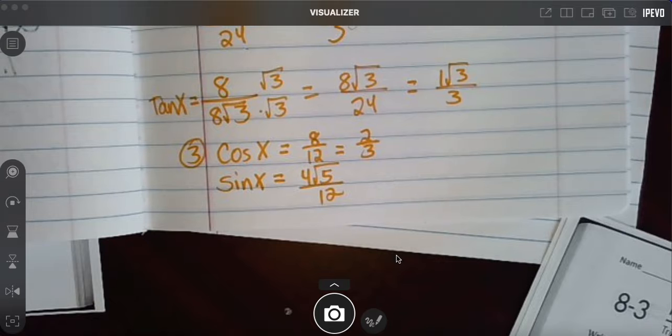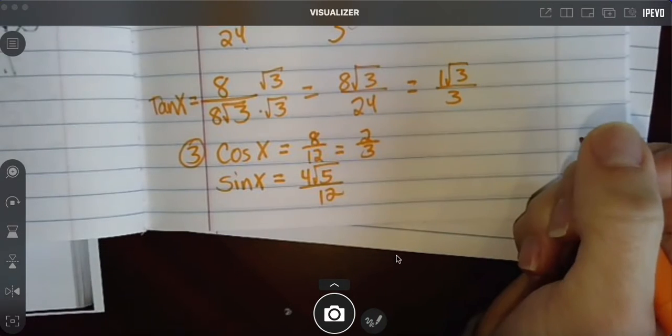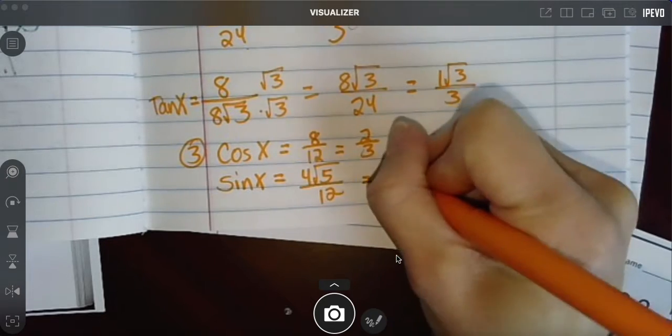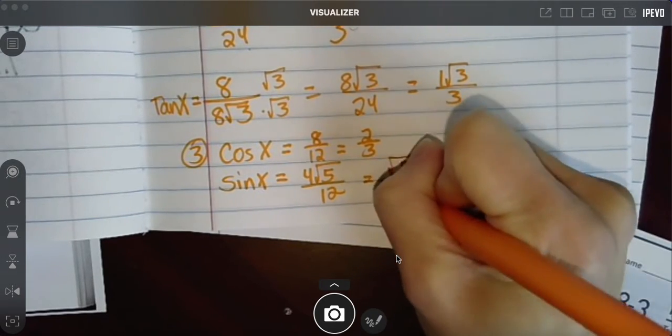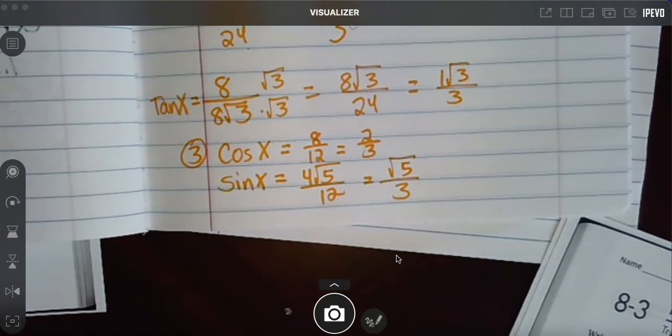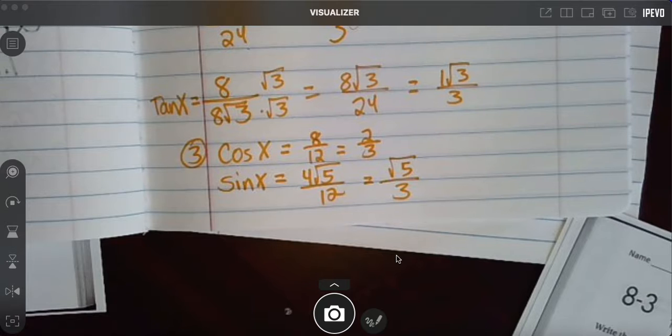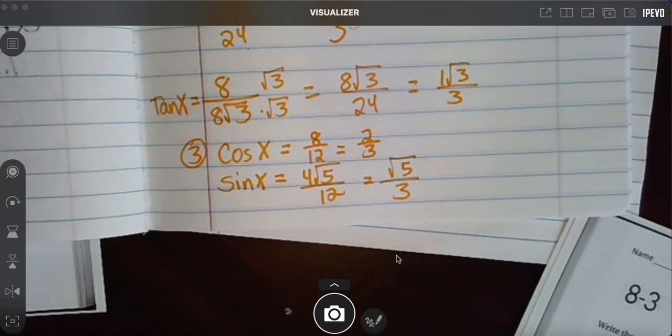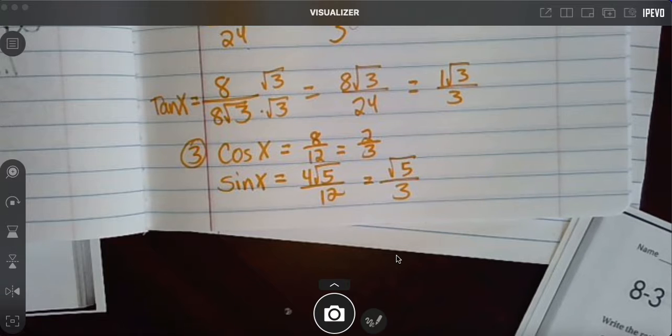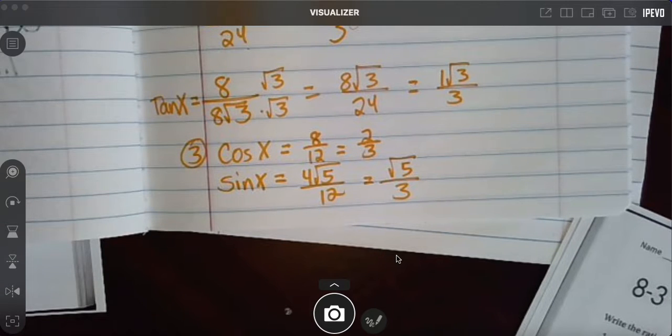You have to reduce. Can you do the tangent? Well, I'll do the tangent in a second. 1 square root of 5 over 3. And if you write the 1 in front of the square root of 5, that is just fine. I usually don't write the 1 in front. But if you wrote 1 square root of 5 over 3, that's the right answer. 4 over 12 reduces to 1/3. Is everybody good with that?